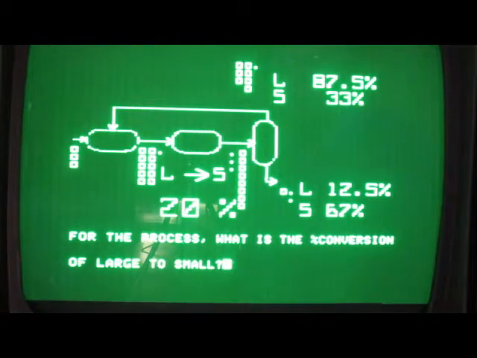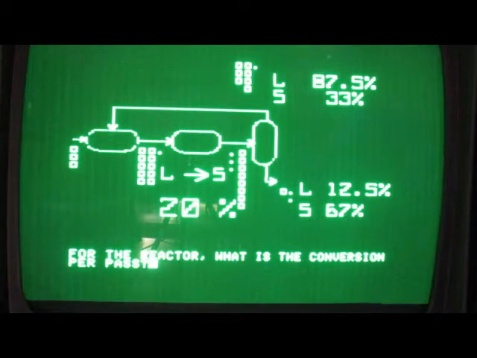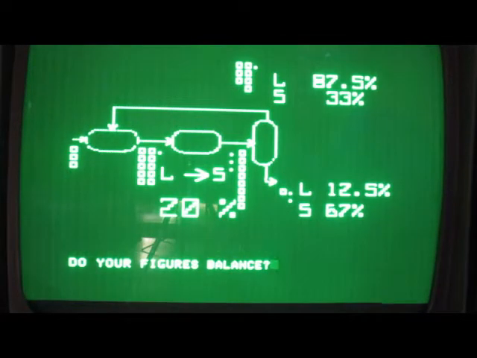For the process, what's the conversion of large to small? Well, there are 3 large going in and 2 small coming out, so the conversion is 67%. For the reactor, what's the conversion per pass? Well, that's 20%. Do your figures balance? I believe they do.